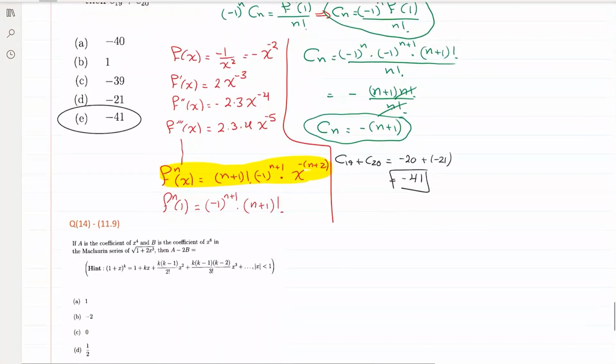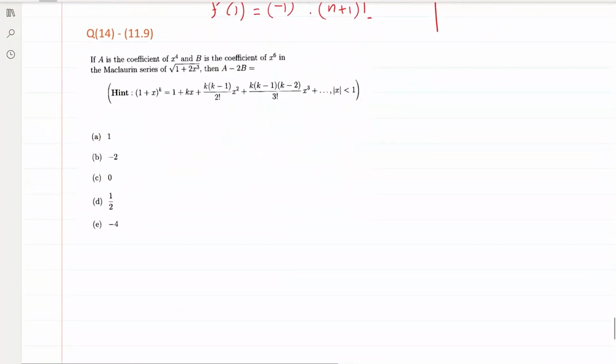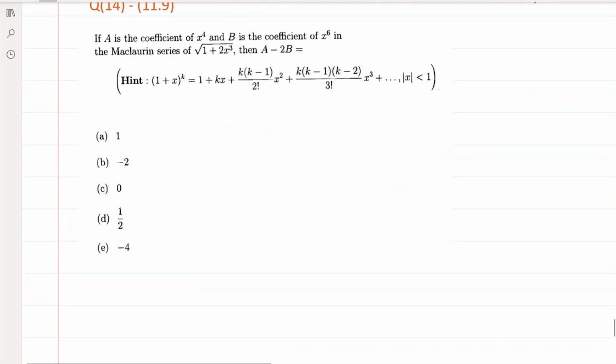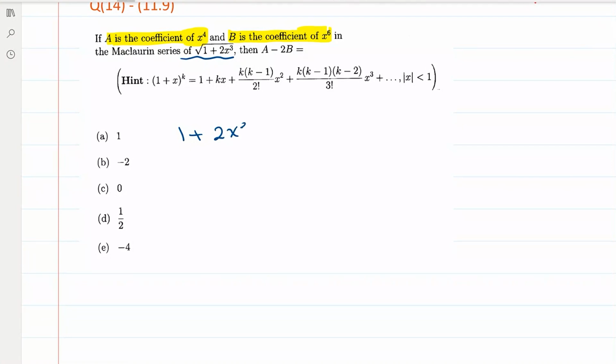Now, since we have just 4 minutes, let me solve the last question for you. If A is the coefficient of x squared, and B is the coefficient of x power 6 of the Maclaurin series of this. Come on, this is in the form of the binomial series. I mean, this can be written as 1 plus 2x cubed to the power half.